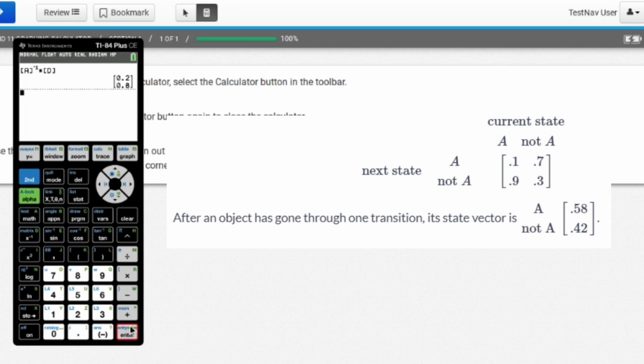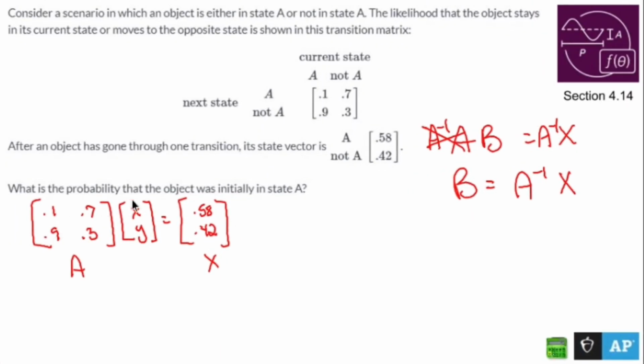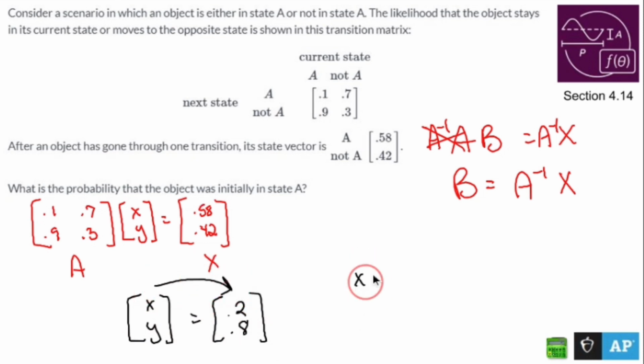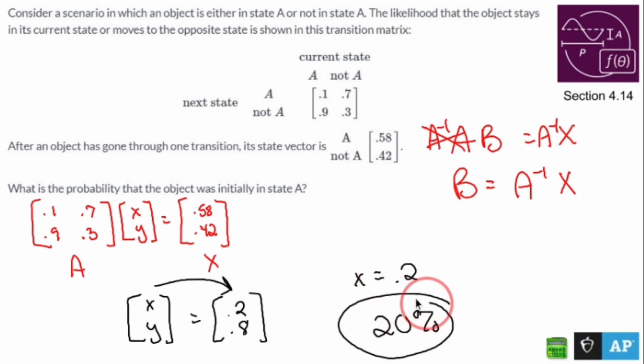So let's go back and see what that means. When we initially created this problem, X meant the probability that it would be in state A, and Y would be the probability that the object would not be in state A. We ended up getting the matrix 0.2, 0.8. Now, the probability that the object was initially in state A has to do with X. So X being 0.2 means the probability was 20% of the object being in state A. So, tricky problem, very difficult, but we did it.